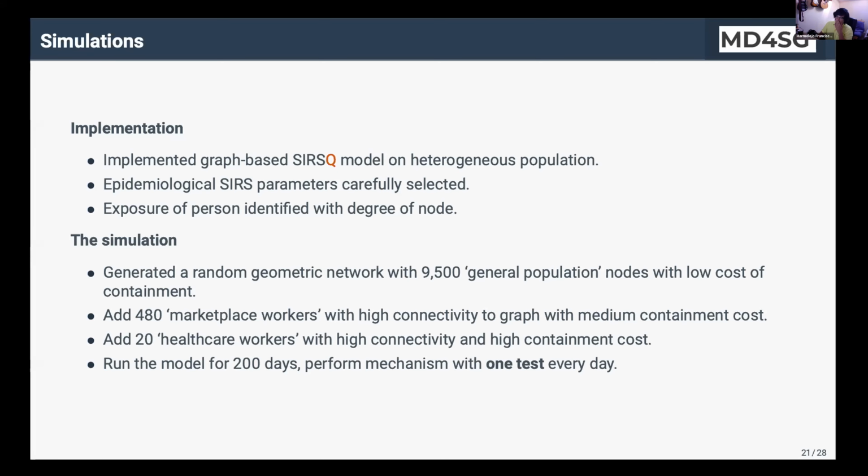For the simulation, we generated a random network with a population of 10,000 individuals, where 9,500 individuals are the general population. But the other 500 individuals have different attributes. Namely, there are 480 marketplace workers with a high exposure, meaning they could pass on the virus, and with a medium cost of self-isolation. And there are 20 key healthcare workers who meet many individuals and have a high cost of self-isolation because they're essential to the response to the virus. Ultimately, we run this model for 200 days, assuming a testing budget of 1 test per day. So a severely limited testing budget.